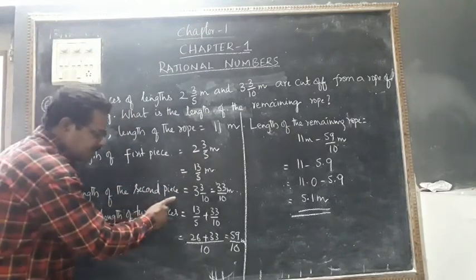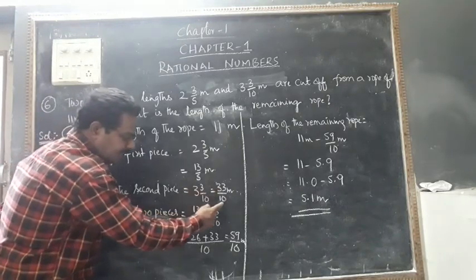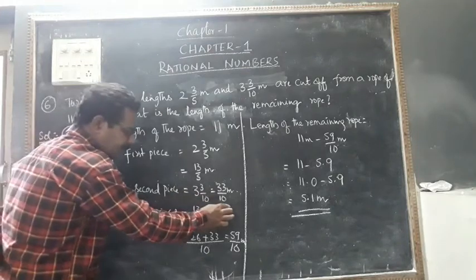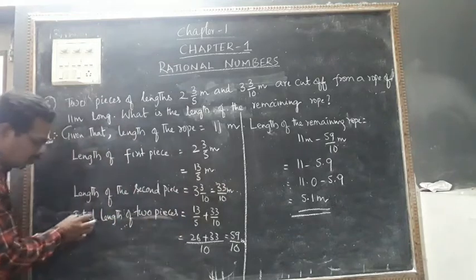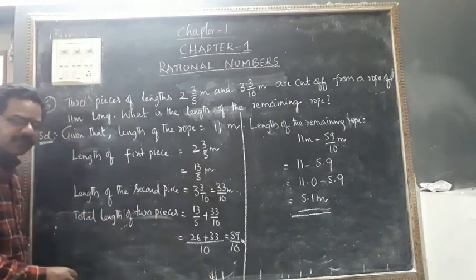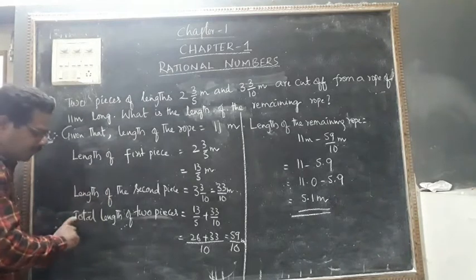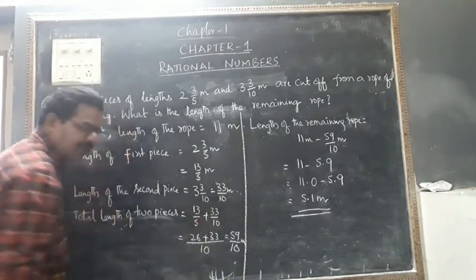Length of the second piece is equal to 3 and 3 by 10 meters. 3 times 10 plus 3, 33 by 10 meters is the length of the second piece. So this is the first piece and this is the second piece. The total length of the two pieces we cut off from the total rope is equal to 13 by 5 plus 33 by 10.